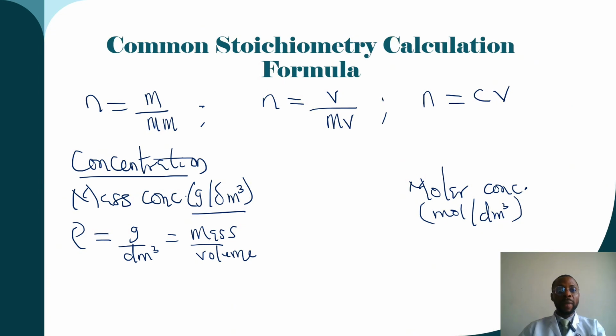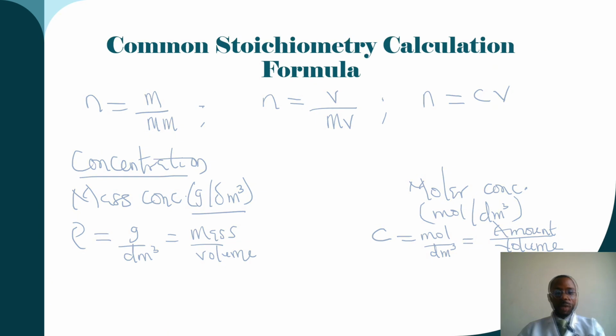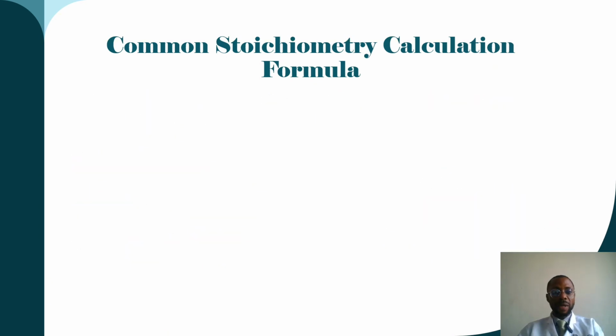So mass concentration equals mass over volume, while the molar concentration C equals mole over dm cube. That's its unit. What we measure in mole is amount, and what we measure in dm cube is volume. So if that is the case, we can say that C equals amount over volume, amount over volume for C, then mass over volume for mass concentration.